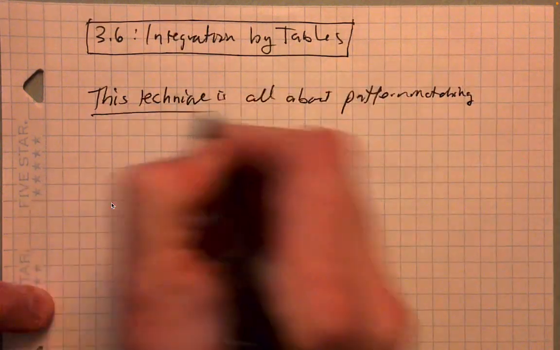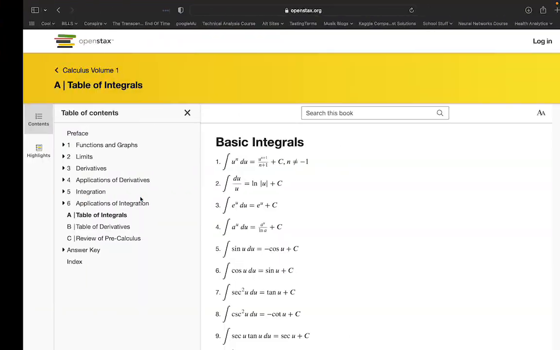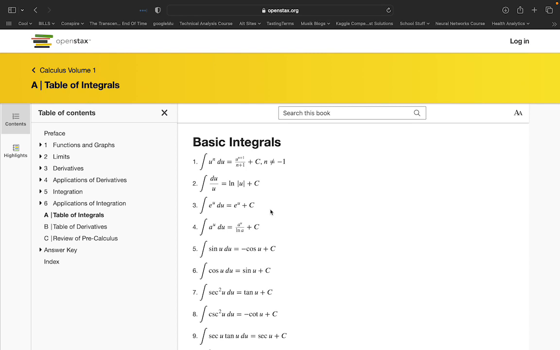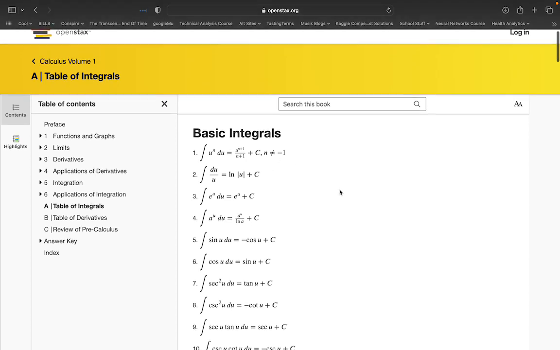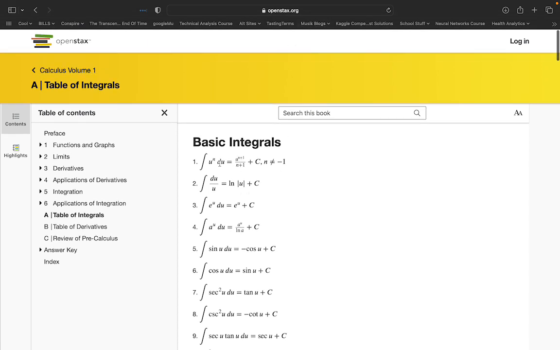There are many resources that have different integration tables. Any textbook will have a whole section dedicated to integration tables. Let's take a look at a resource online. This is openstax.org, and they have a collection of integration tables that we can look at here.